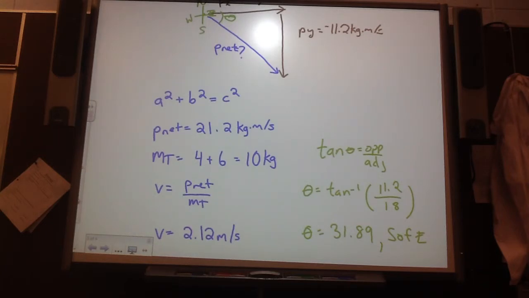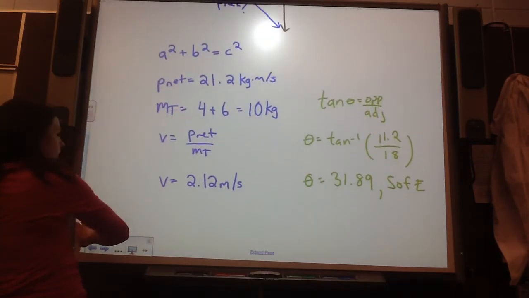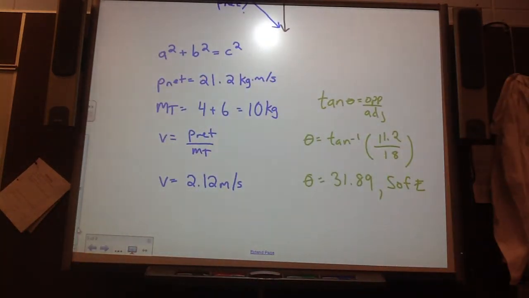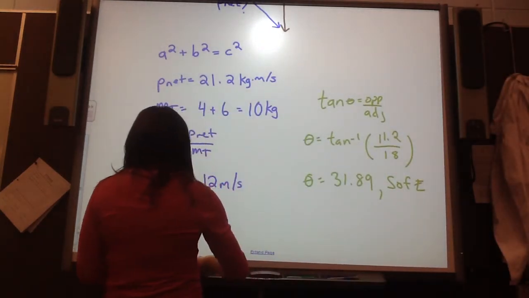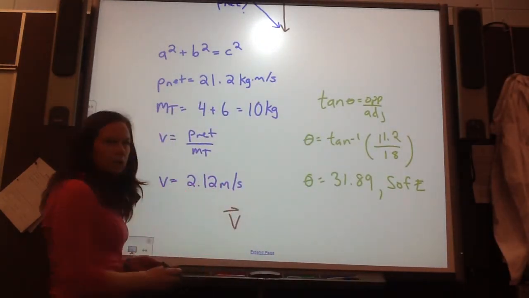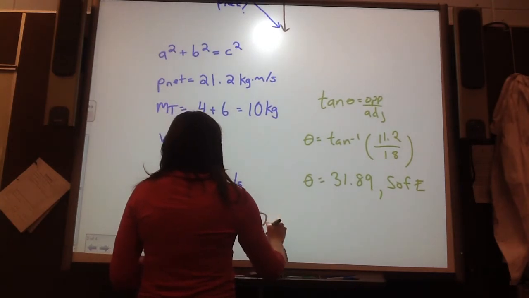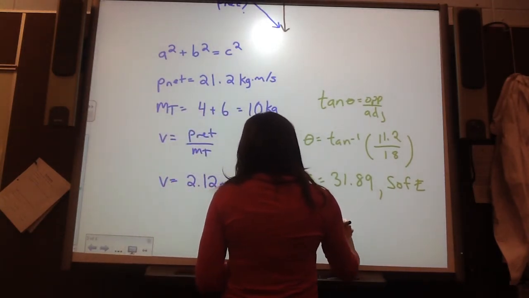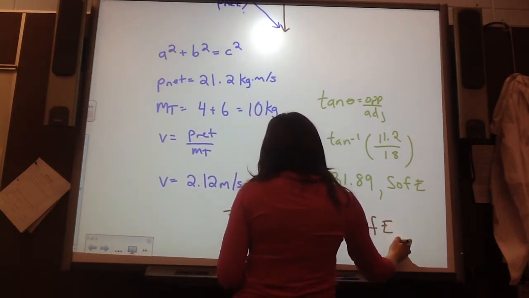Yeah. Okay, then our final answer, let's put it all together and put it into sig digs. So how many sig digs in this question? 2. Okay, so we have our V with our arrow, if we're going to be really specific, because that indicates velocity, not speed. And it's 2.1 meters per second, 32 degrees south of east.